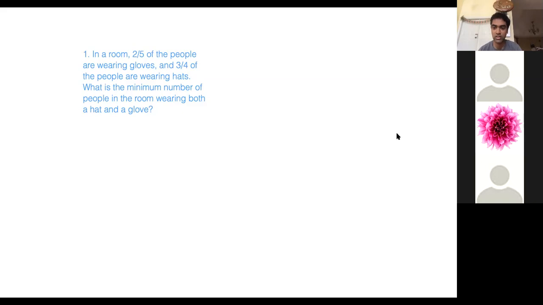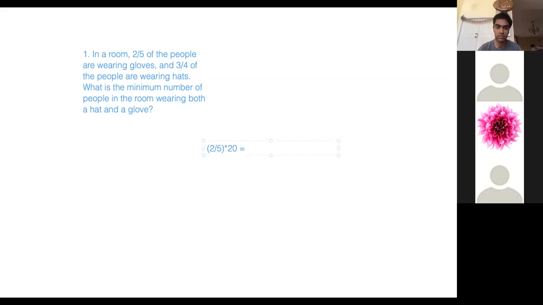Okay, good. 3 is the right answer. Hannah, can you explain? Okay, so I multiplied the denominators of both fractions together and I got 20. So I did 2/5 of the 20, which is 8. 3/4 of 20 is 15. We had to find the minimum number of people in the room wearing both a hat and a glove, so I had to be part of both of those numbers.